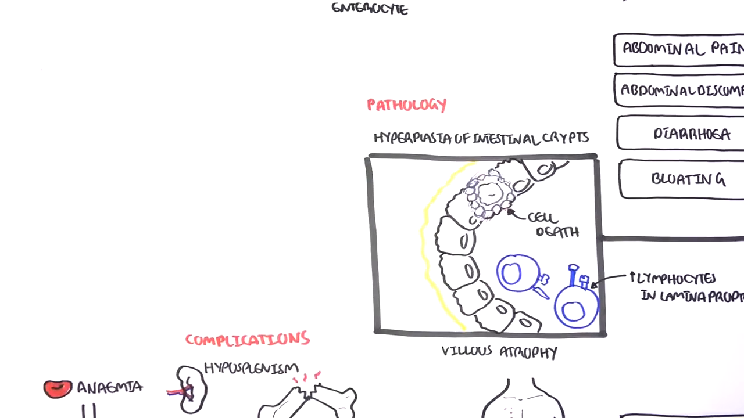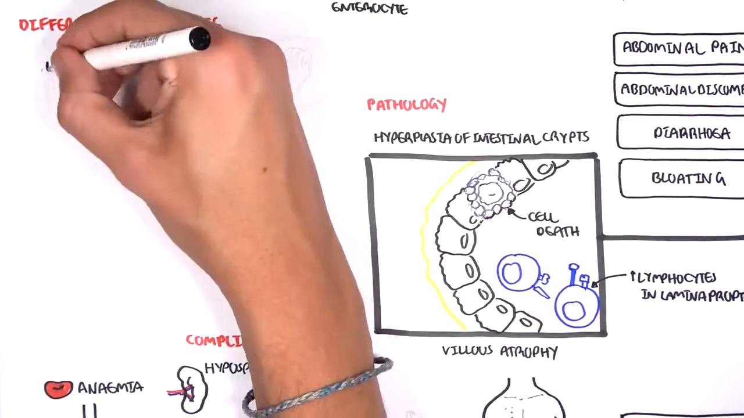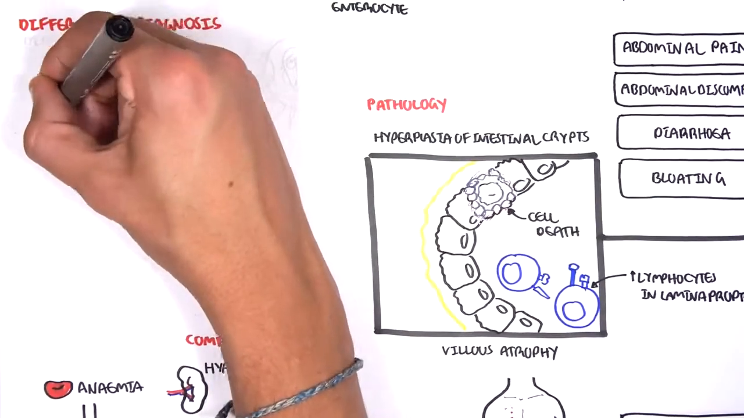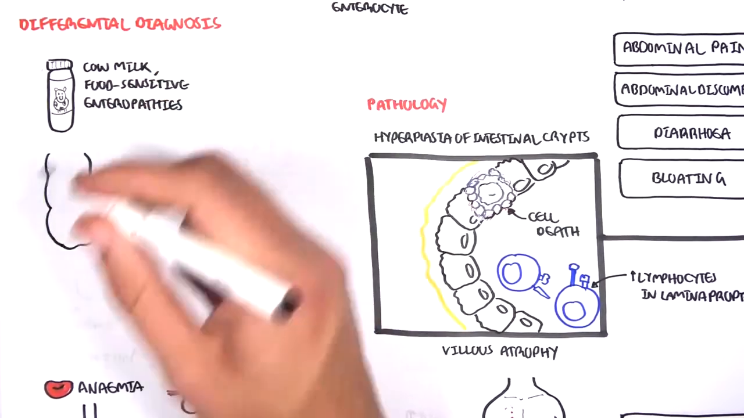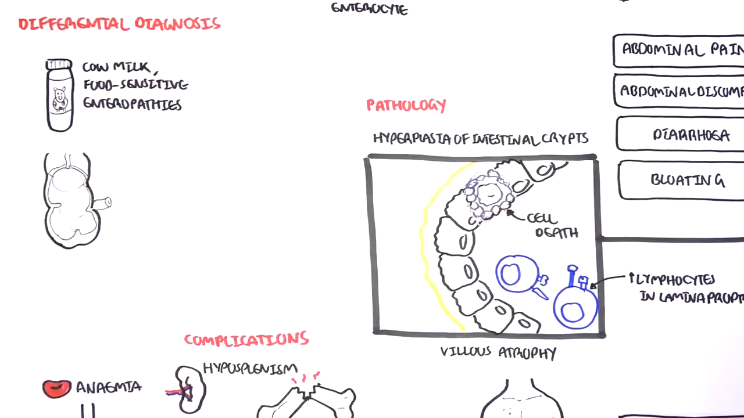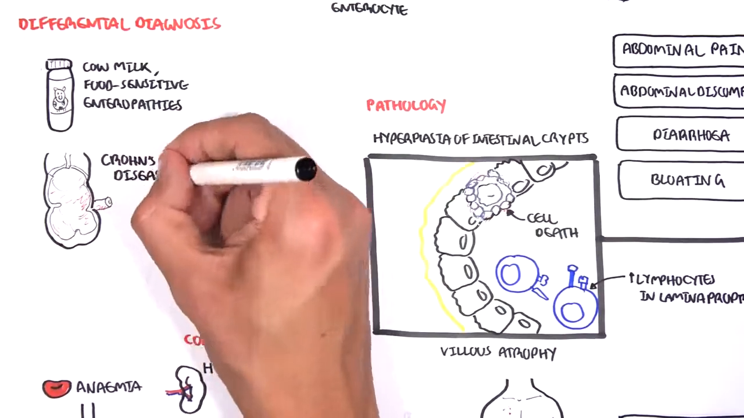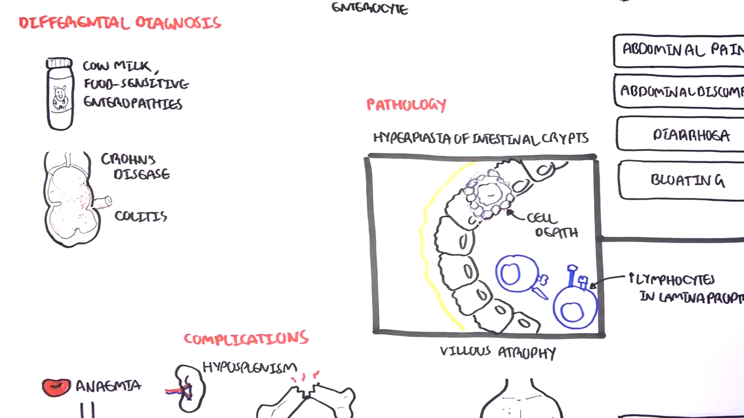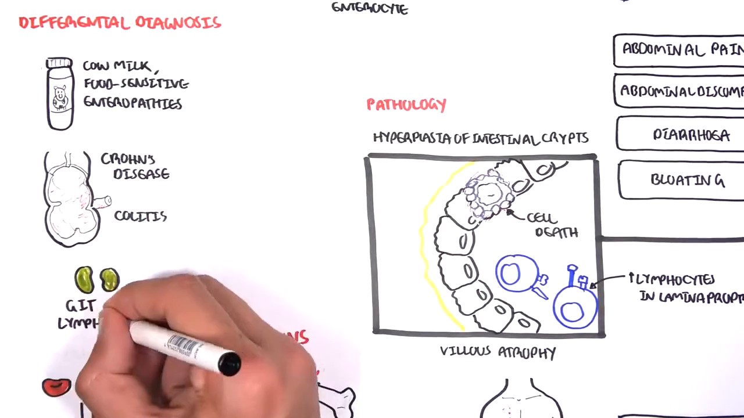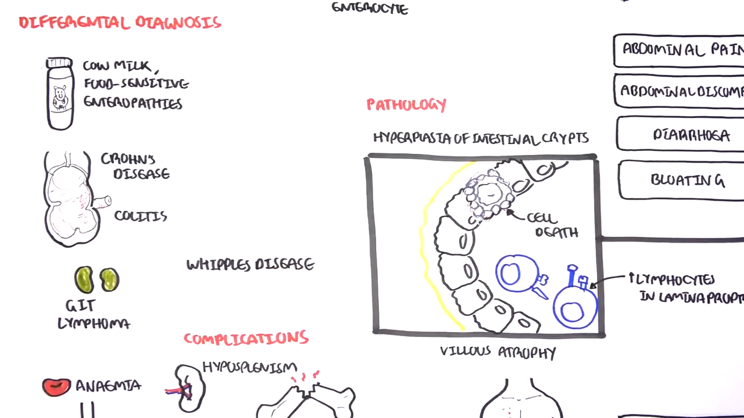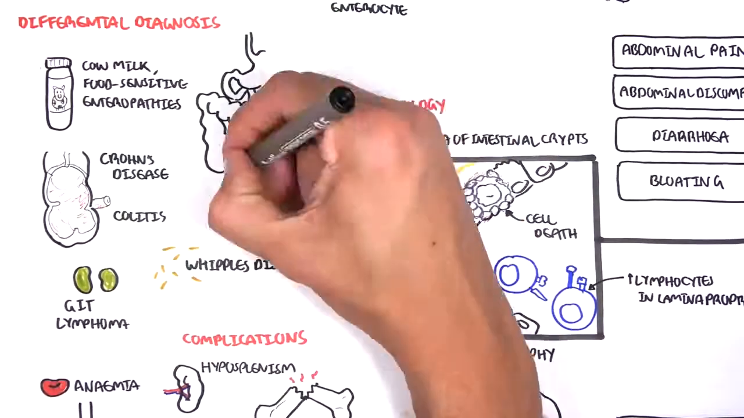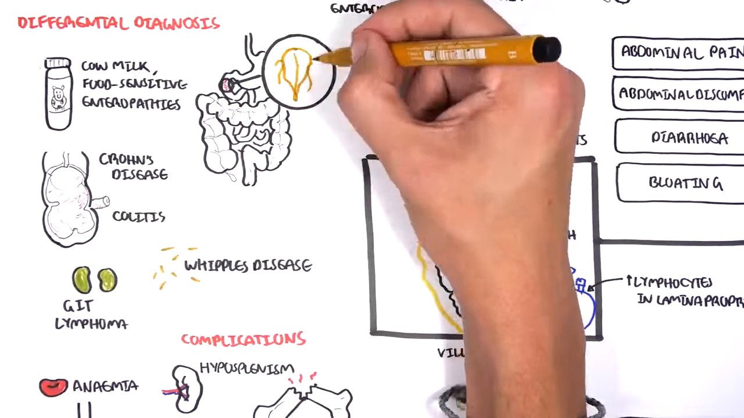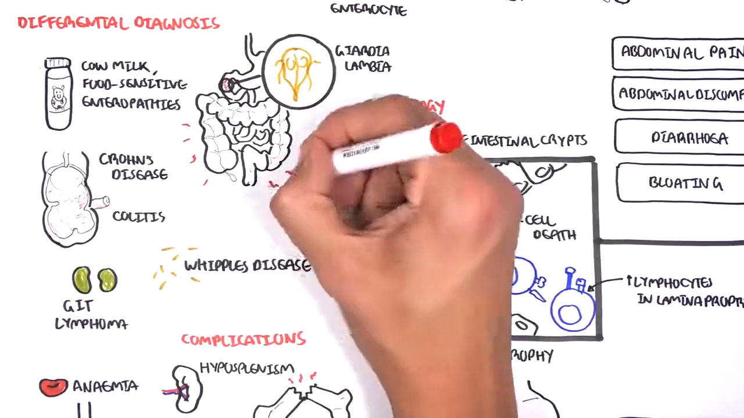Differential diagnoses of celiac disease include cow milk sensitivity, food-sensitive enteropathies, Crohn's disease, colitis, GIT lymphoma, Whipple's disease, Giardia lamblia infection, and irritable bowel syndrome.